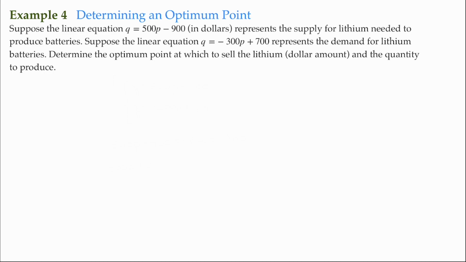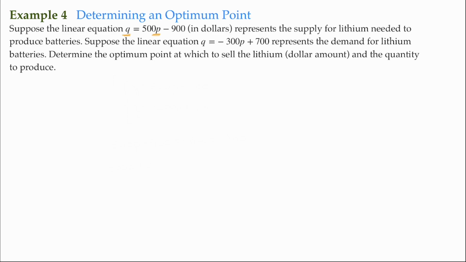So for this problem we have, suppose the linear equation Q equals 500P minus 900, that's in dollars, represents the supply for lithium needed to produce batteries. Suppose the linear equation Q equals negative 300P plus 700 represents the demand for lithium batteries. Determine the optimum point at which to sell the lithium, that's the dollar amount, and the quantity to produce. So you can see right here, Q represents the quantity that we're looking to produce, and P represents the price at which to produce them.